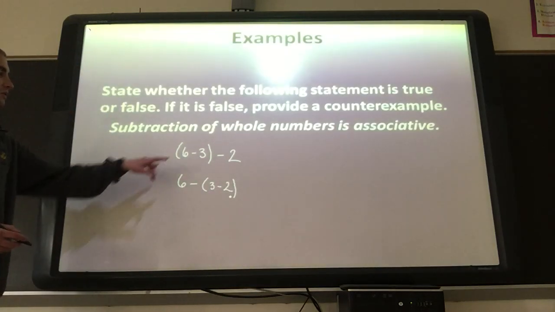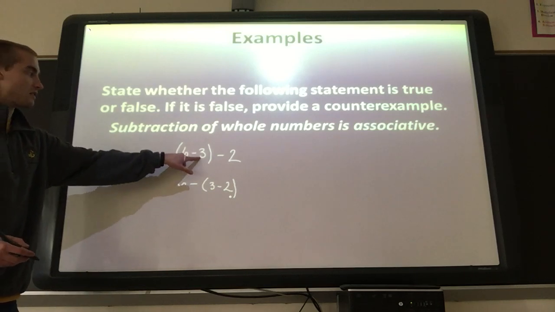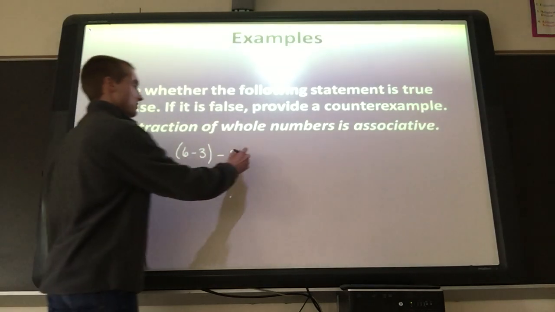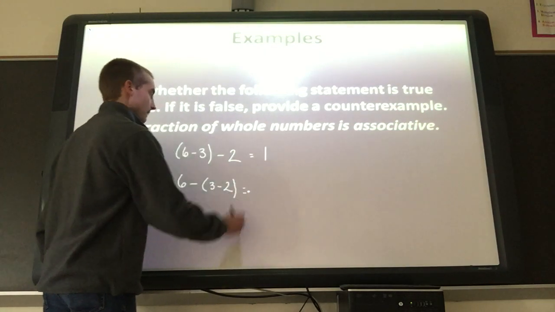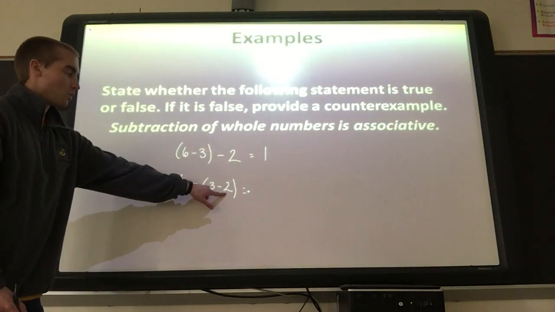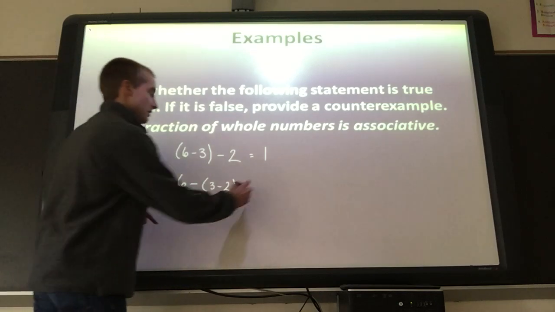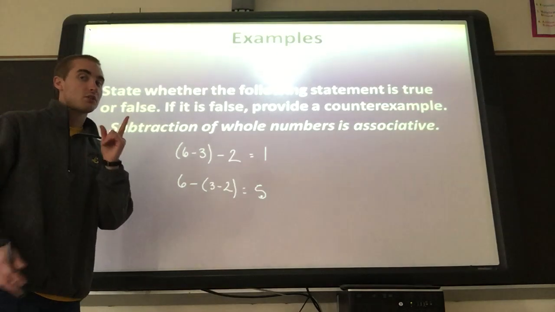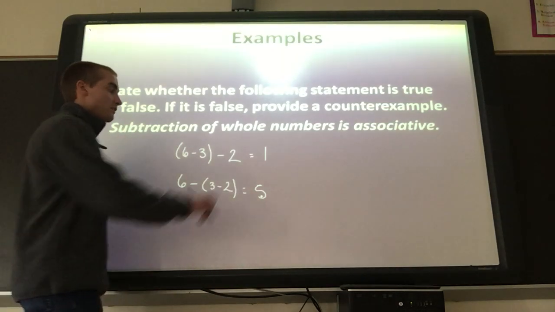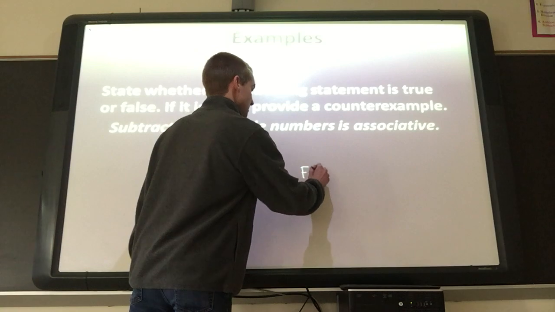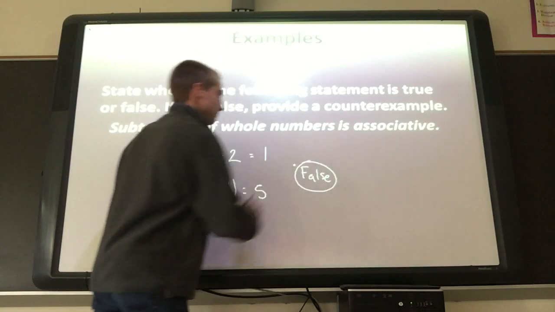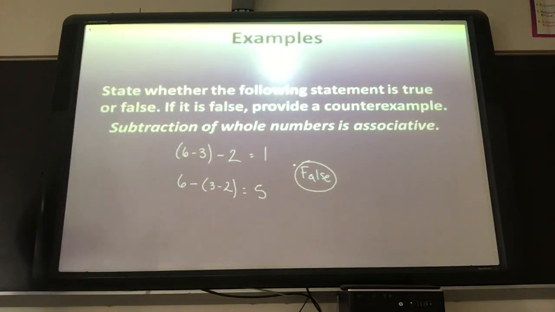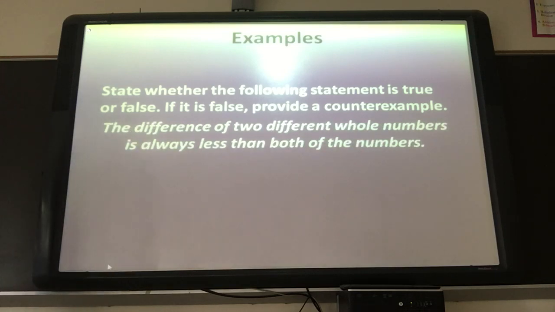All right, so parentheses first. 6 minus 3 is 3, and 3 minus 2 gives us 1. 3 minus 2 is 1, and 6 minus 1 is 5. So 1 is not equal to 5. As long as we can show one counterexample, that's good enough. 1 does not equal 5, so this statement would be false. Okay, so counterexample is one example showing that the statement itself is false. So let's look at one more dealing with a counterexample.